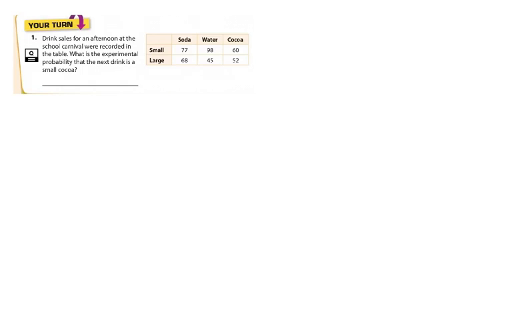Drink sales for an afternoon at the school carnival recorded at the table. What is the experimental probability the next drink is a small Coke? So, just like last time, we need to take a look at where they overlap. We want small and Coca-Cola. You can tell that sometimes these books are written for the whole national audience and not necessarily using the words we would use. Anyways, that's what we're looking for. And that overlap is at 60. So we end up getting 60.